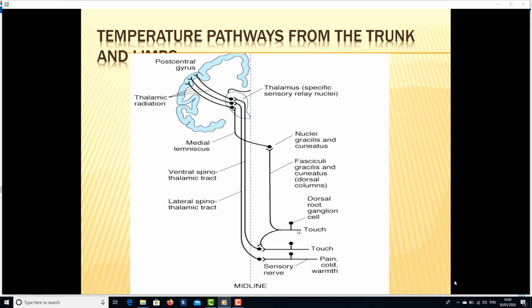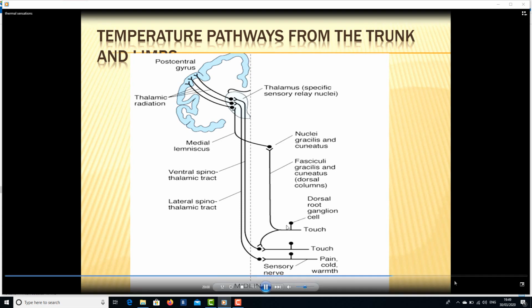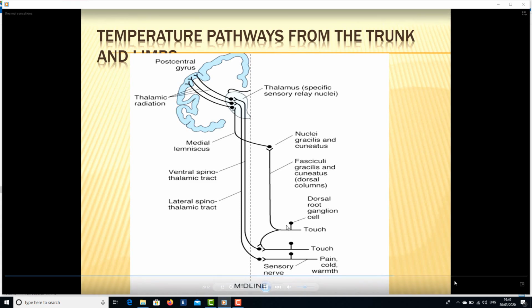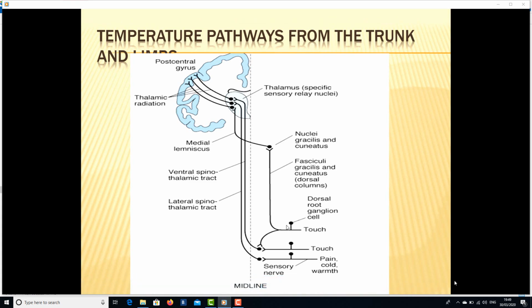Over here, it is actually the nerve fibers which are carrying the sensations of pain or cold or warmth, and you can see that they are going to relay over there in the spinal cord. Then the second order neuron arises from the spinal cord and is going to decussate, that is, cross over to the opposite side, and they are going to ascend in the form of anterolateral tracts, which are the anterolateral spinothalamic tracts.